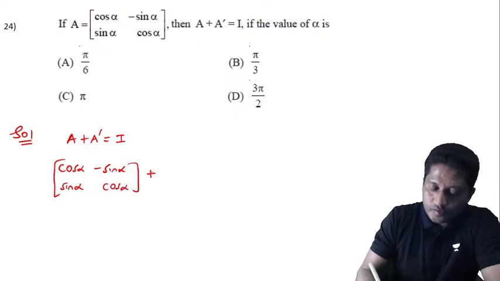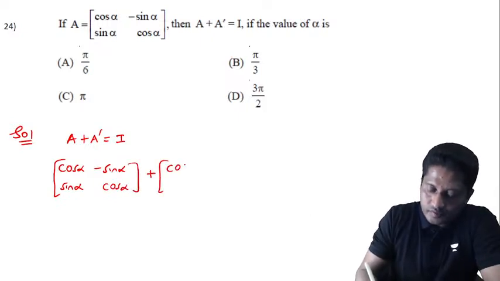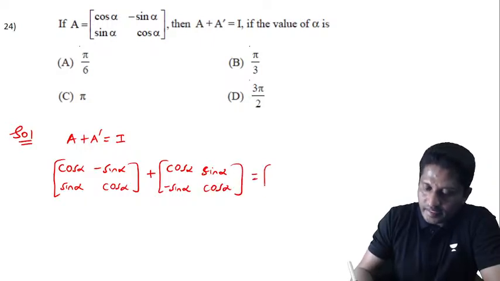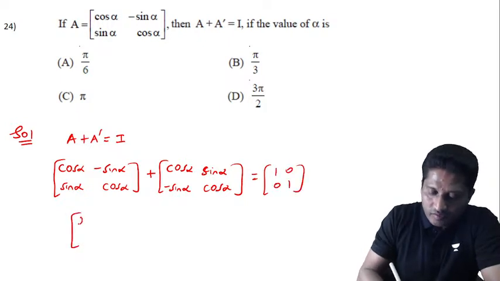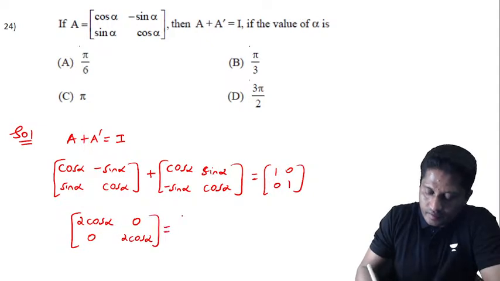Okay, and A transpose, first row becomes first column and second row becomes second column. So this is sin alpha, cos alpha. Right side you will get I, right? 1 0 0 1. If I add, you get 2 cos alpha. This will be 0, this is 0, and then 2 cos alpha is equal to matrix 1 0 0 1.